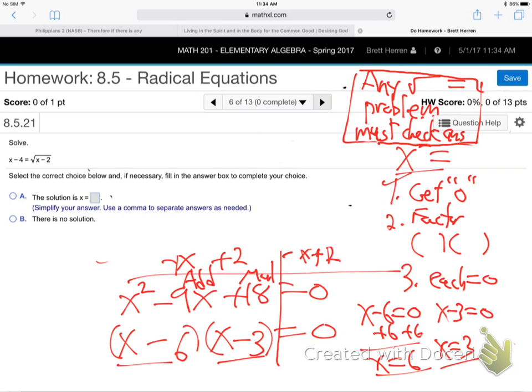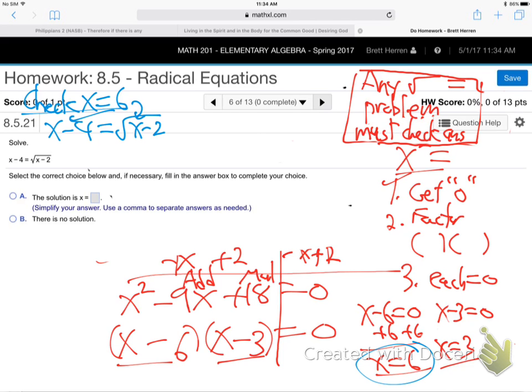Okay, so let's do that. Coming back up here to the top. First off, I'm going to check the 6. X is 6. How do you check an answer to see if it's really true? Plug it in, yeah, to both x slots. So plug in the 6, plug in the 6. 6 minus 4 is the root of 6 minus 2. That's 2 is the root of 4. 2 is 2. Yeah, check. That one's a keeper. 6 is a good answer.